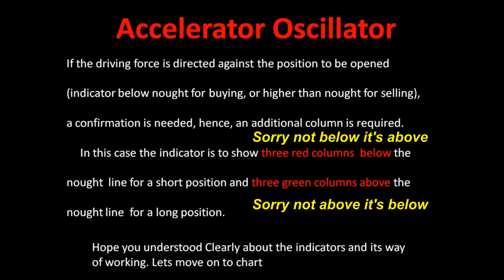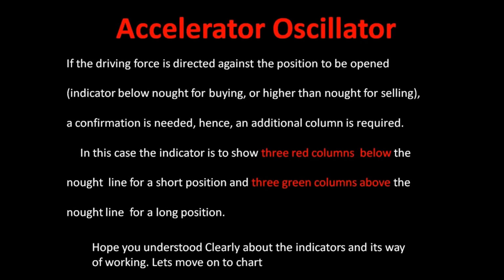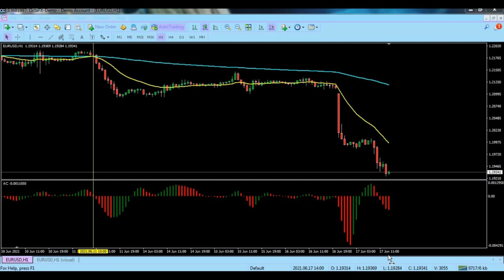Okay, let's move on to the chart. Yes, coming to the chart, you see there are 2 moving averages. One is the fast one and the other one is the slow one, and also we are using the accelerator. Here we took the fast moving average as a 20 period moving average and the slow moving average as a 200 period moving average. This strategy involves 3 conditions.